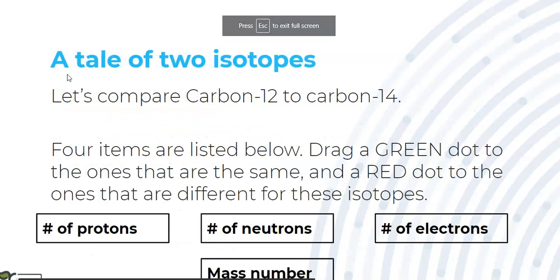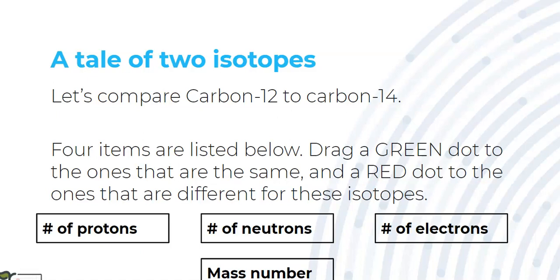So let's talk about these two isotopes. Now in class we dragged dots to the different things to say whether they were the same or different. But if we have carbon 12 and carbon 14, again, these are the same element. So they must have the same number of protons. They're both neutral, so they also have the same number of electrons, but they have different mass numbers here, 12 and 14. So the mass number will be different. And the thing that makes the mass number different is that they have different numbers of neutrons.